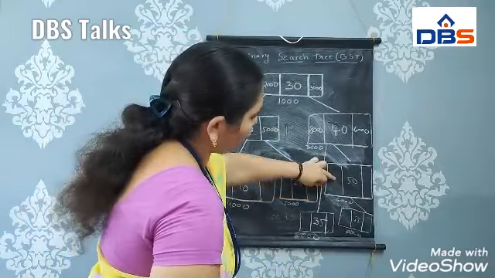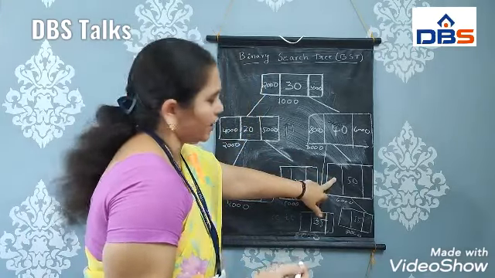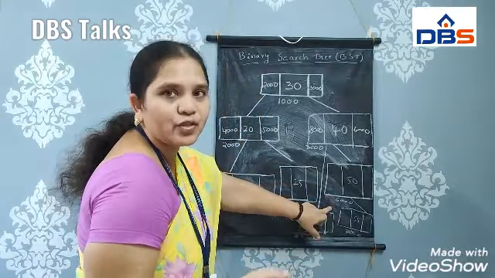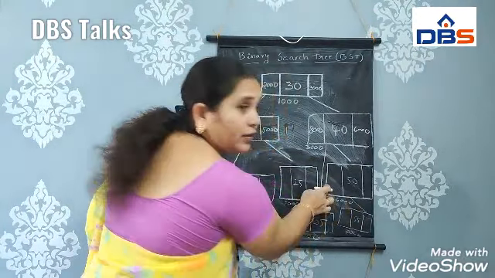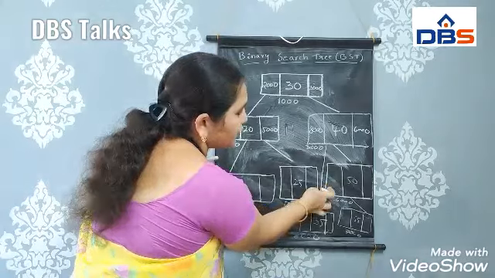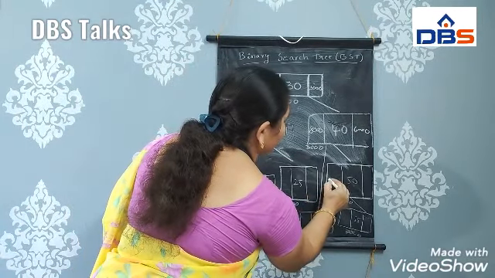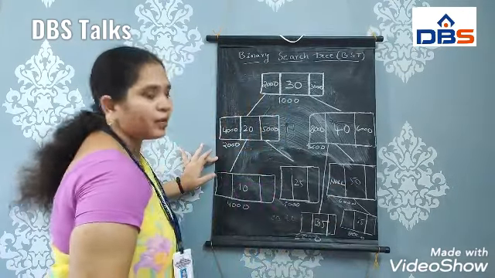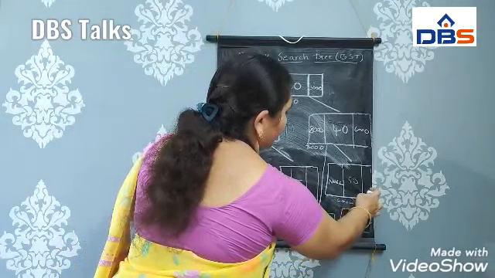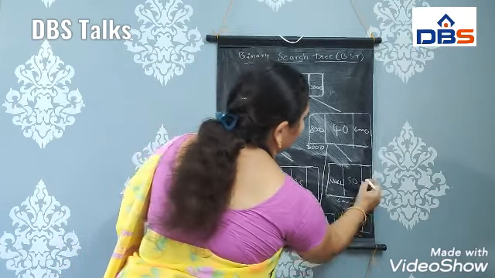Now consider this node. This node has only the right child. It does not have the left child. In this case, in the left field, it will store the null value. In the right field, it will store the address of the right child, that is 7000.